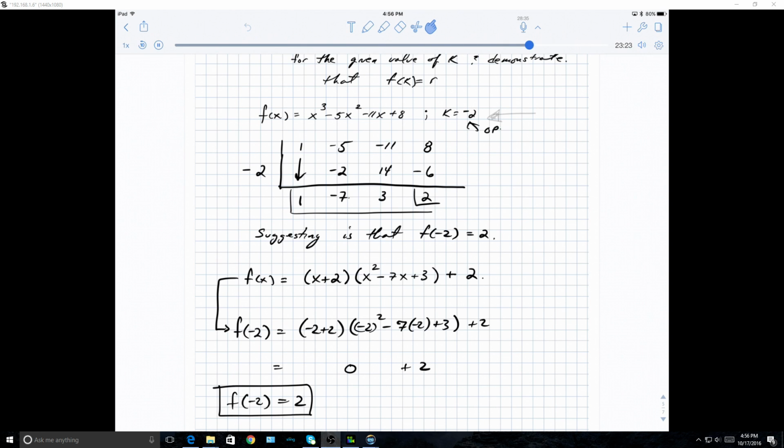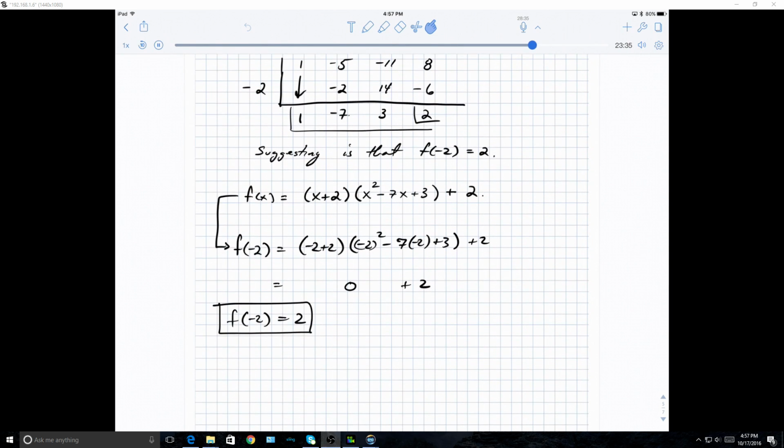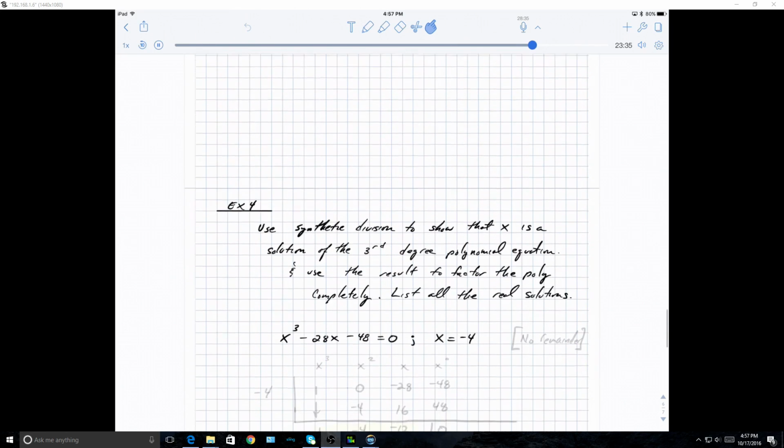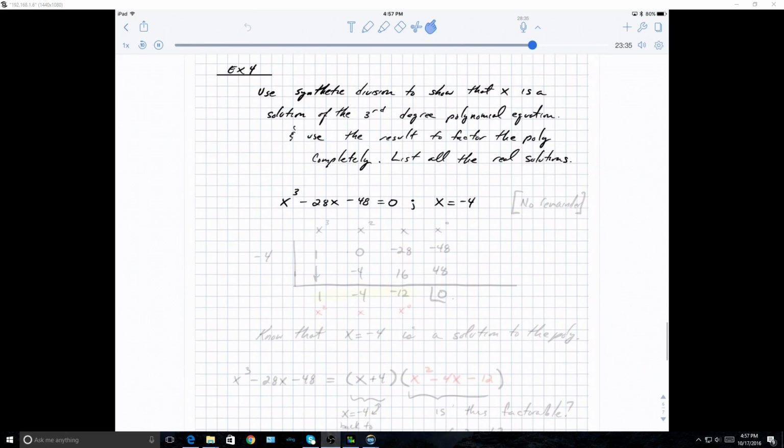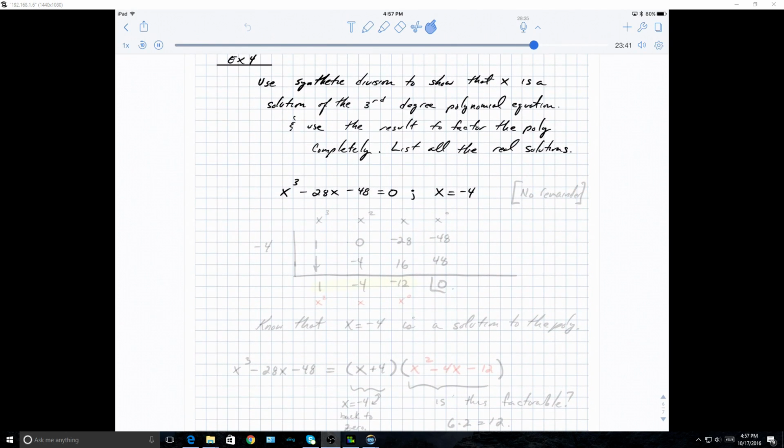So we did demonstrate that. Now you can do that also with the original function up here, which is probably better, but I'll let you do that one on your own. Alright, now let's look at our last example, and we're going to use synthetic division to show that x is a solution of the third degree polynomial equation, and use the result to factor the polynomial completely. We're going to list all the real solutions.